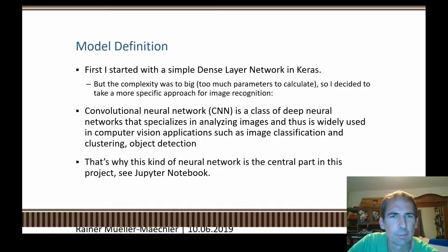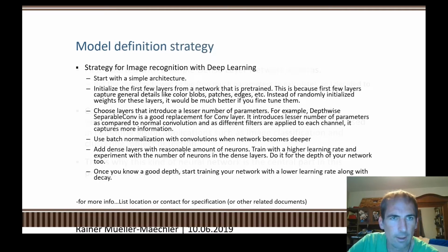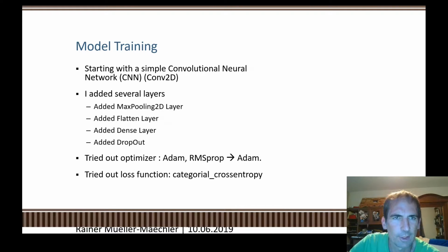which are specialized for, and can be used very well for, analyzing images, and are widely used in computer vision applications, and that's exactly what we are doing. So this is the central part of my neural network. I skipped a general model definition strategy, which I found helpful for myself. And here are the key points of my model.